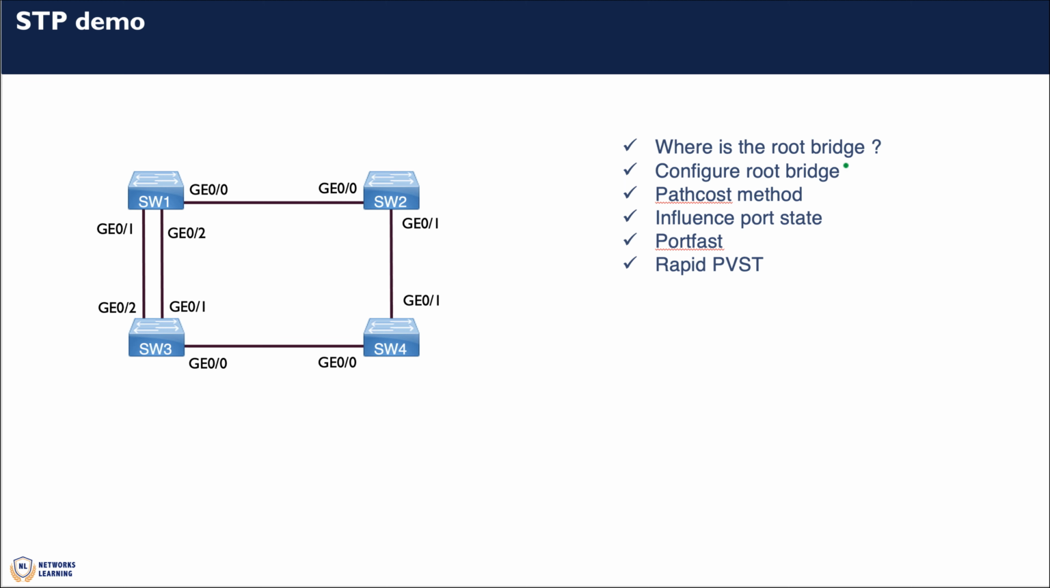So we will configure the root bridge manually. We will also take a look at the path cost method, long and short, and see how that reflects in the show spanning tree command. And then we will influence the port state mostly on these two links here. And we will finish off by looking at rapid per VLAN spanning tree configuration.